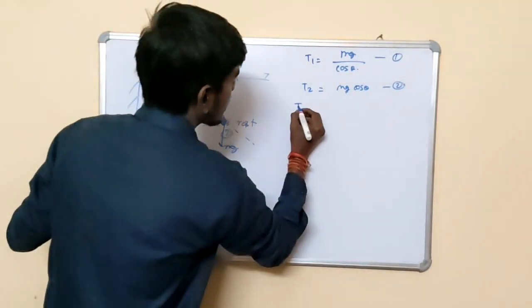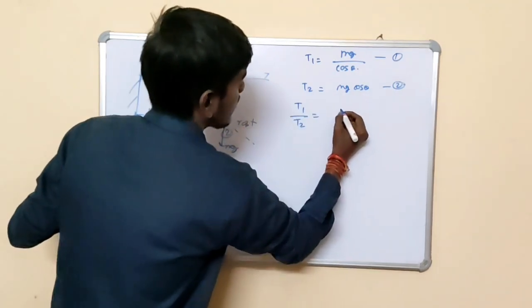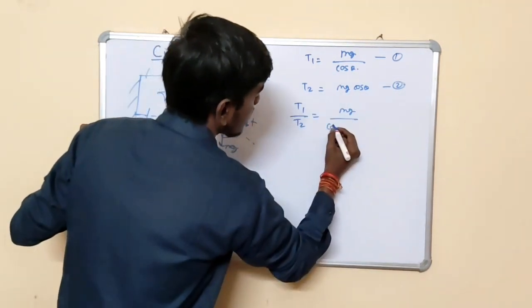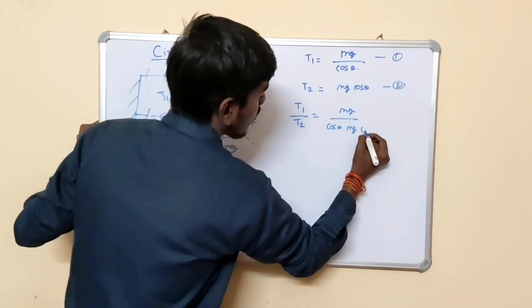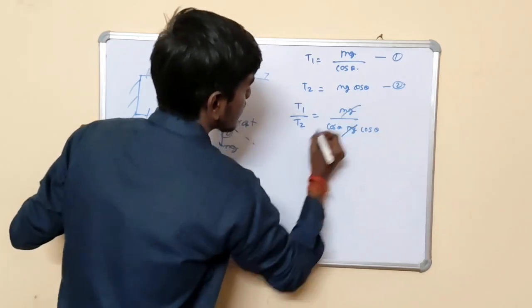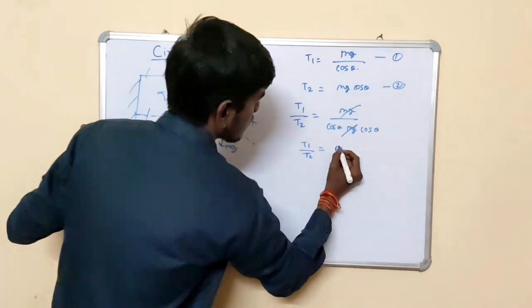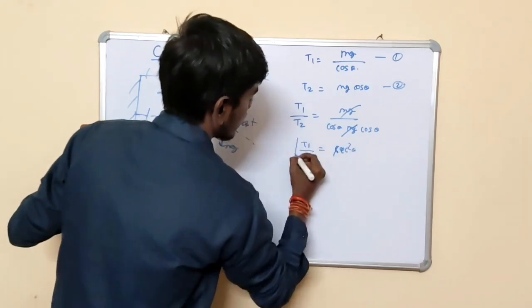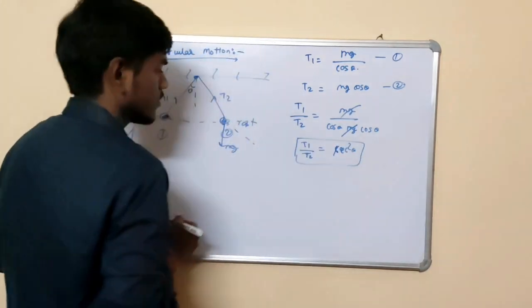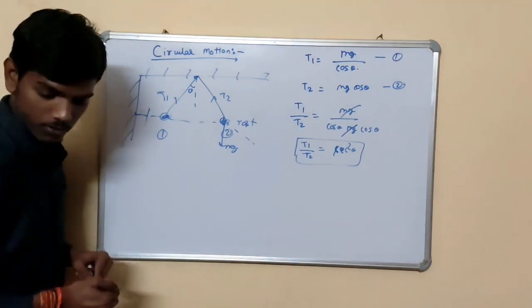So what will be the ratio of T1 upon T2? That will be mg upon cos theta and mg cos theta. So mg and mg cancel out. So what we will get? T1 upon T2 equals secant square theta. So this is a very normal problem in circular motion.